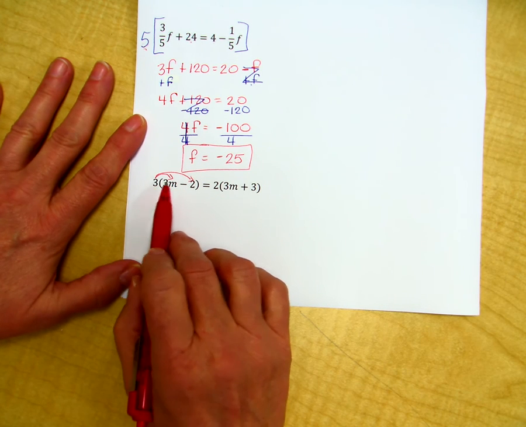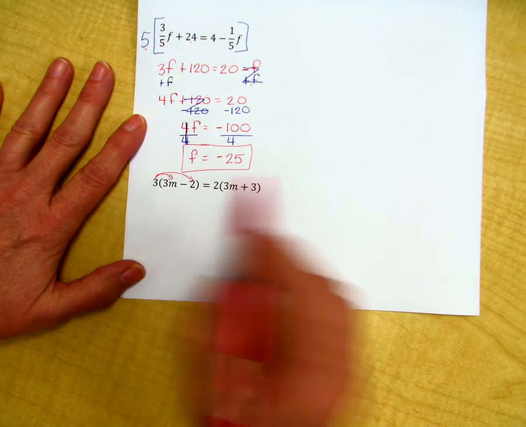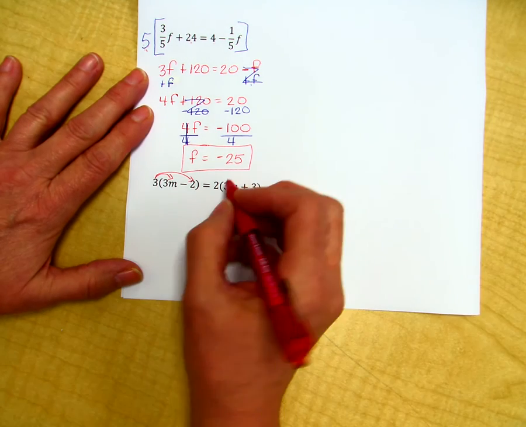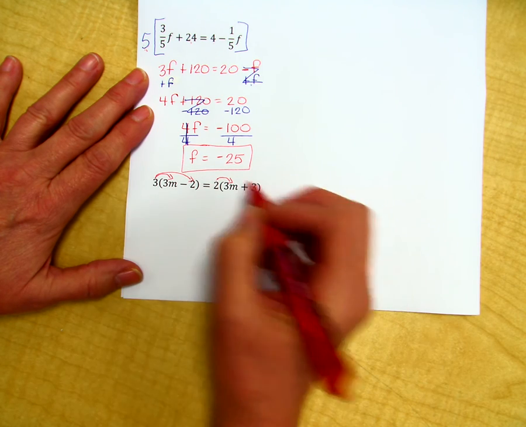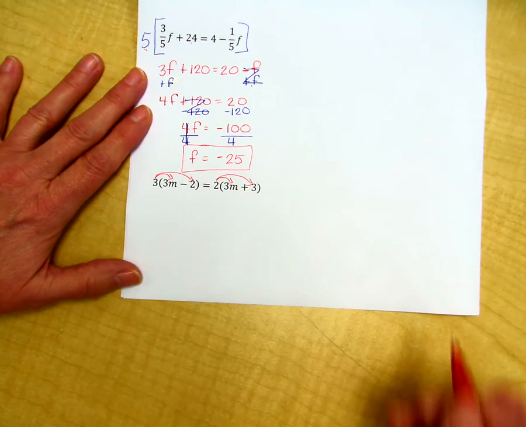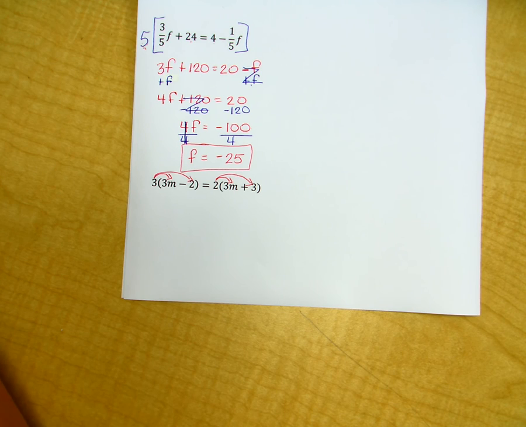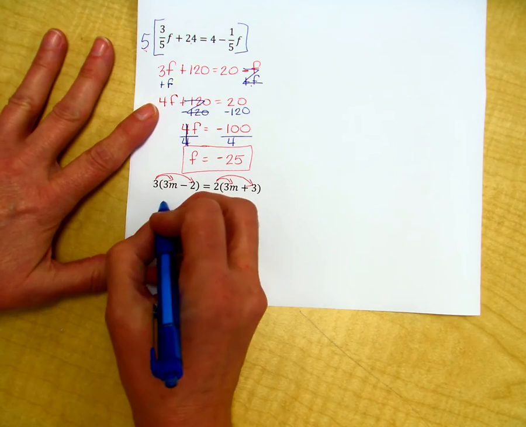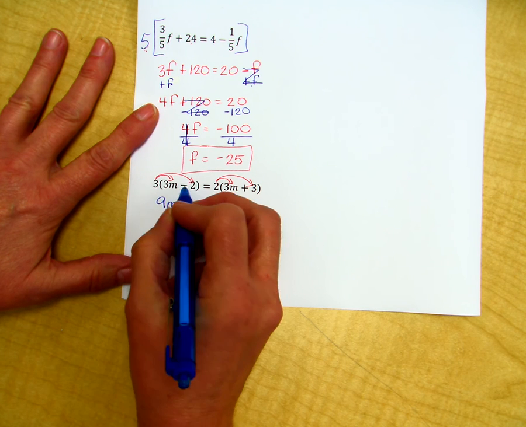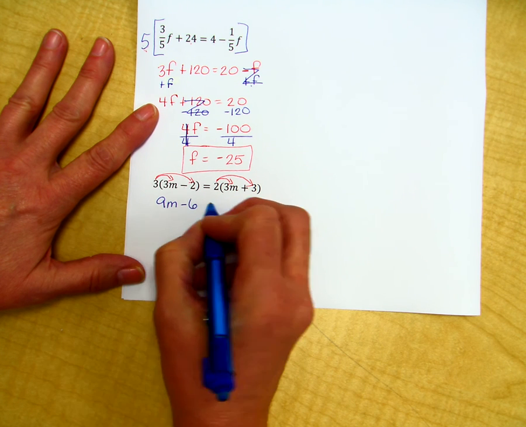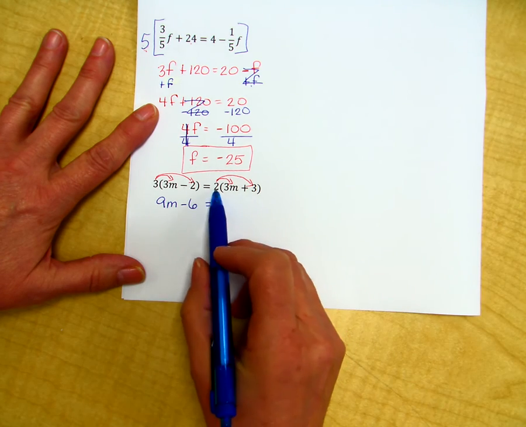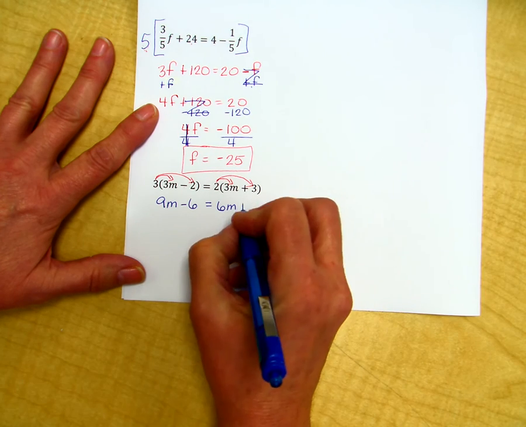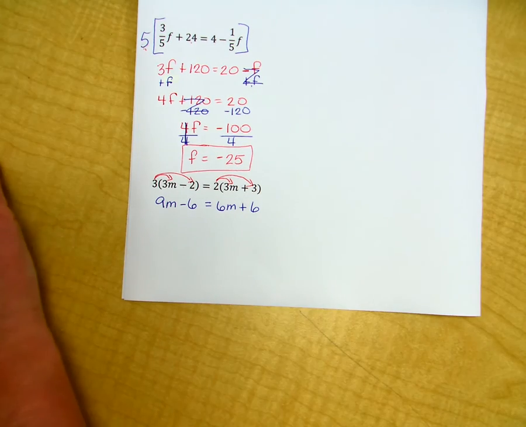I show that by using arrows. So I have the 3 distributed to both the 3m and to the negative 2 on the left-hand side of the equation. On the right-hand side of the equation, I have 2 distributed to 3m and the 2 distributed to the positive 3. So once I apply that distribution, I do 3 times 3m, which is 9m. 3 times negative 2 is negative 6. On the right-hand side, 2 times 3m is 6m, and 2 times a positive 3 is positive 6.